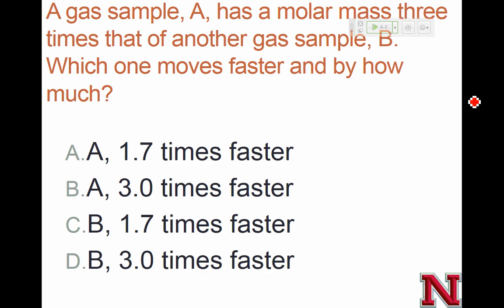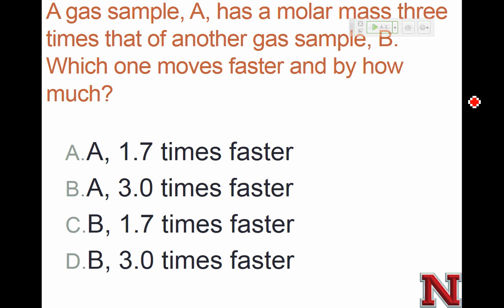So looking at this one, we have a gas sample A that has a molar mass 3 times that of another gas B. So first off, the smaller gas is going to move faster. So that's B, because A is 3 times the molar mass. So our answer is either going to be C or B.